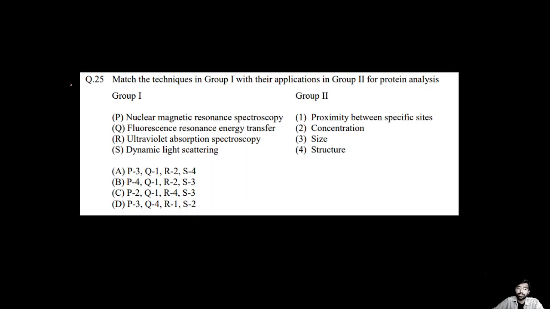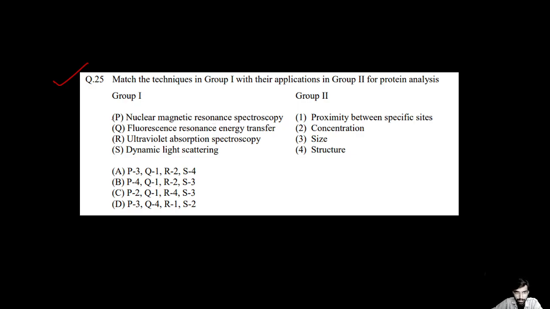Now, another question. Okay, Q5. Match the technique in group 1 with their application in group 2 for protein analysis. So here you have to find different kinds of application. Okay, so here one is nuclear magnetic resonance. You already know that through NMR you can predict the 3D structure of a molecule.